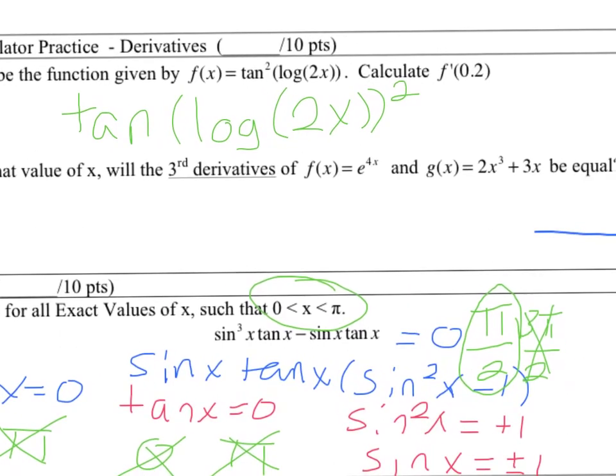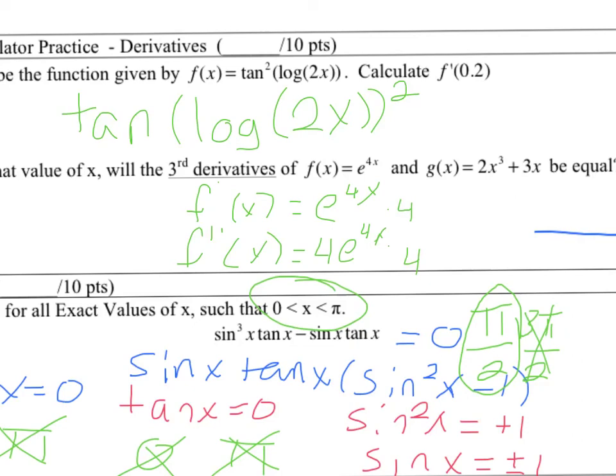The second problem, the tricky part of this, is that we're looking at the third derivatives of f of x equals e to the 4x and g of x equals 2x to the third plus 3x. So I'm looking for f prime of x, which is e to the 4x times the derivative of 4x, which is 4. F double prime would be 4e to the 4x times 4. The triple prime would be 16e to the 4x times 4.